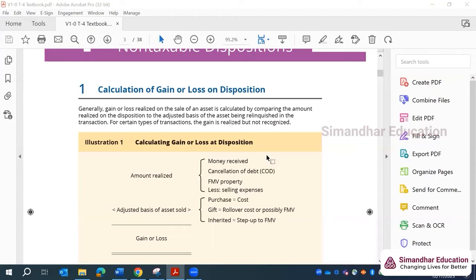So $100,000 was my initial investment in the house. I made a capital expenditure which has adjusted the basis from $100,000 to $150,000. Likewise, your property can also depreciate, right?